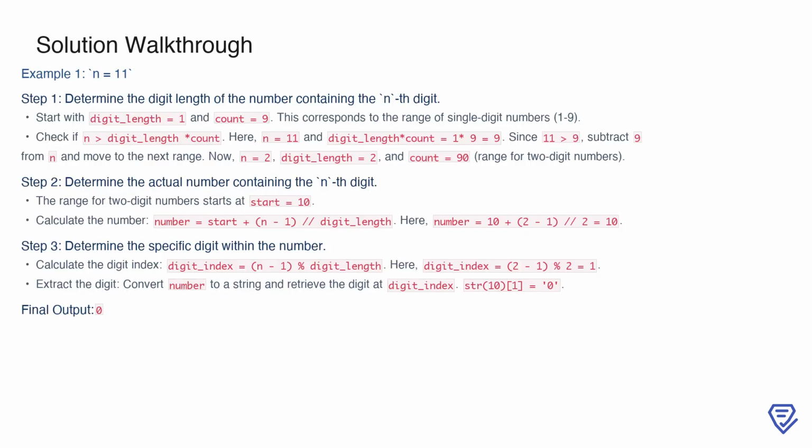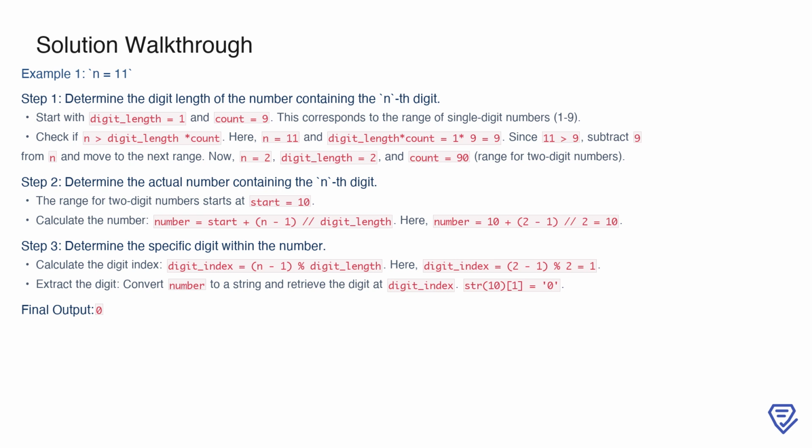To solve this problem, we start by determining the digit length of the number that contains the 11th digit. Initially, the digit length is set to 1, which corresponds to single-digit numbers, and the count of numbers in this range is 9. We check if 11 is greater than the total number of digits in this range, which is 1 times 9, or 9. Since 11 is greater than 9, we subtract 9 from 11, leaving us with 2. Then, we move to the next digit length, which is 2, representing 2-digit numbers, and the count here becomes 90.